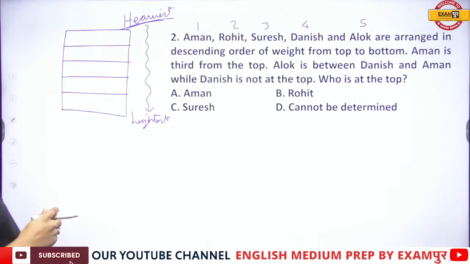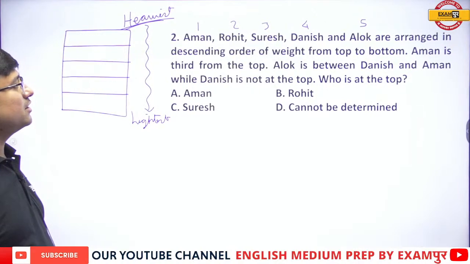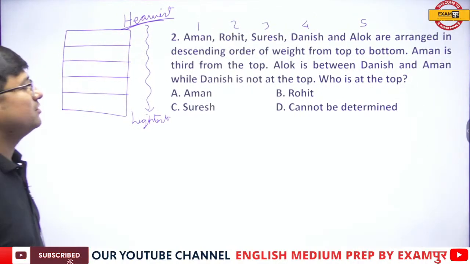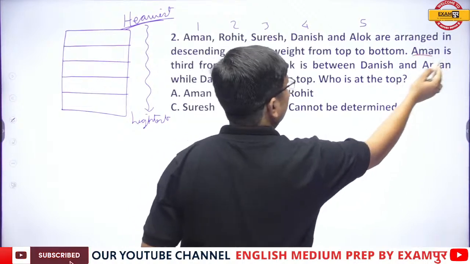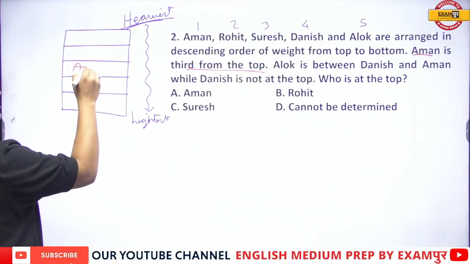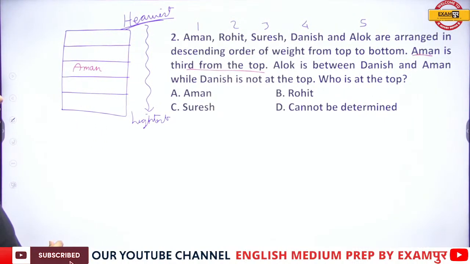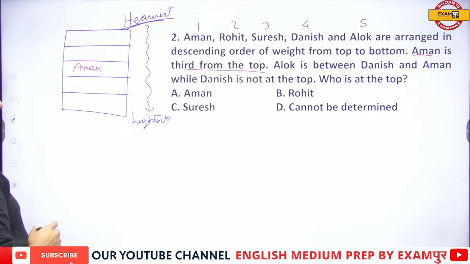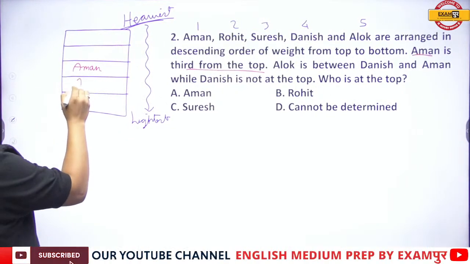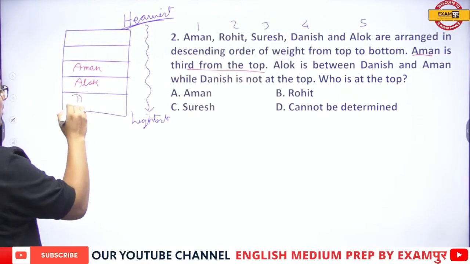So now Aman, Rohit, Suresh, Danish and Alok are arranged in descending order of the weight from top to bottom. And now here it is telling Aman is third from the top. Now Alok is between Danish and Aman. Danish is not at the top.